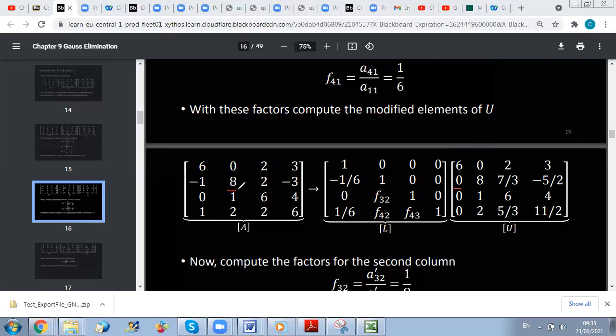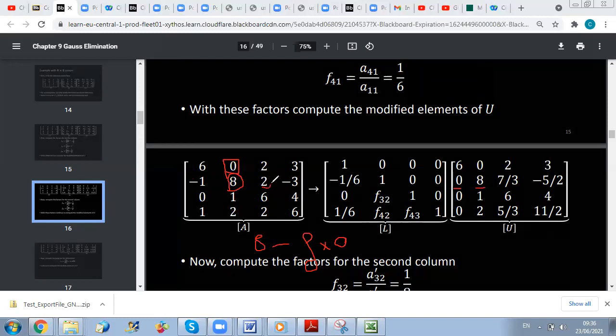Now, this element will not be affected. It will remain as it is. Why? Because the element above it in the pivot equation is 0. So when you have the element in the pivot equation 0, then you can automatically say this element will remain as it is. And even if you verify by calculation, you are doing 8 minus the factor times 0. So it will remain equal to 8. So this term will not change.